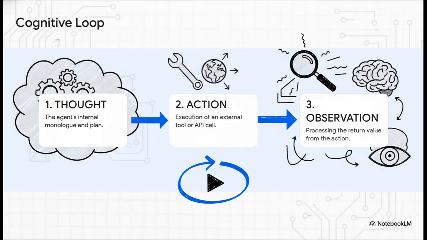To really debug an agent, we have to track its core cognitive cycle. And it's basically a loop. First, the agent has a thought, its internal plan, its monologue. Then it takes an action, like using a tool or calling an API. And finally, it makes an observation, where it processes the result of that action, which then informs its very next thought. If you want to know why an agent did what it did, you have to be able to trace this entire loop, step by step.